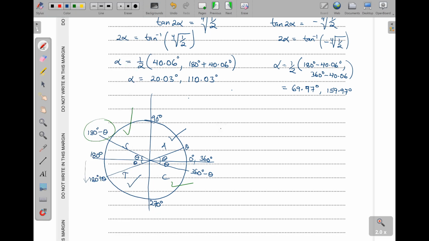Now, to one decimal place, we are going to have our answer as alpha is equivalent to 20.0. Then we have 69.97, it will now be 70.0 to one decimal place, this one here. And then I'm writing them in ascending order. Then this one here is 110.0. And then this other one here will give us 160.0. All of them to one decimal place.